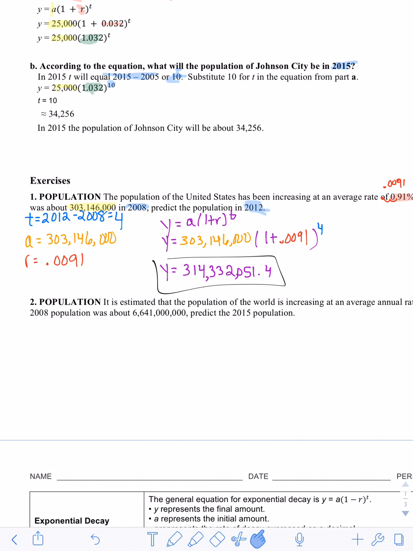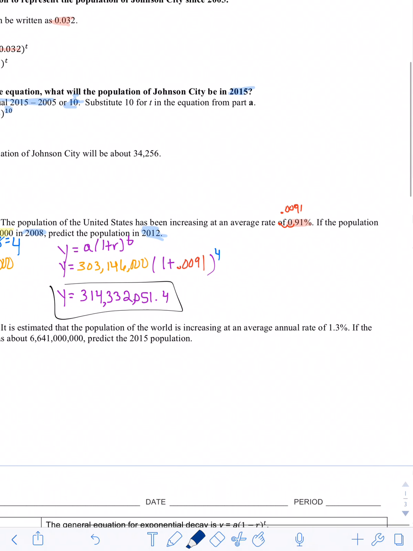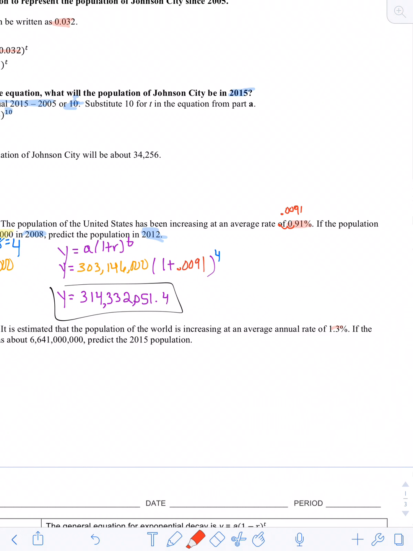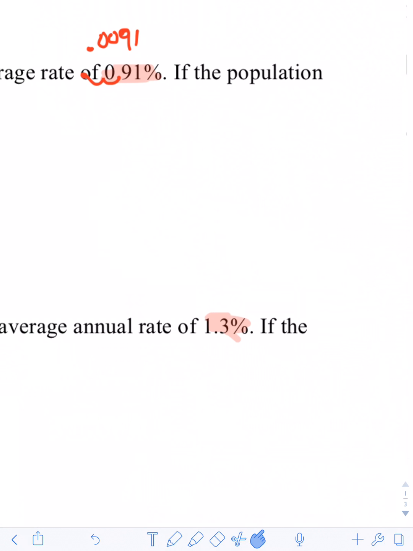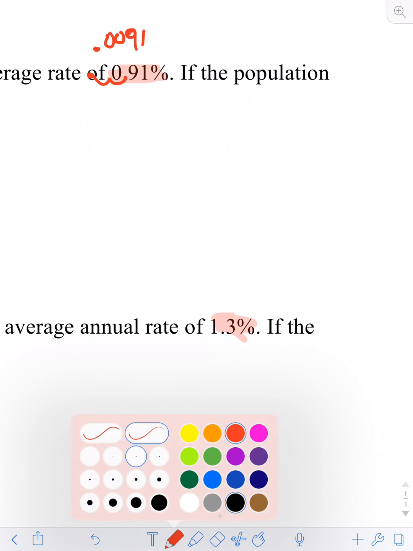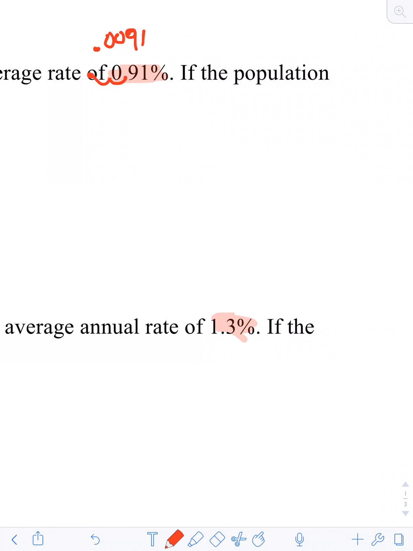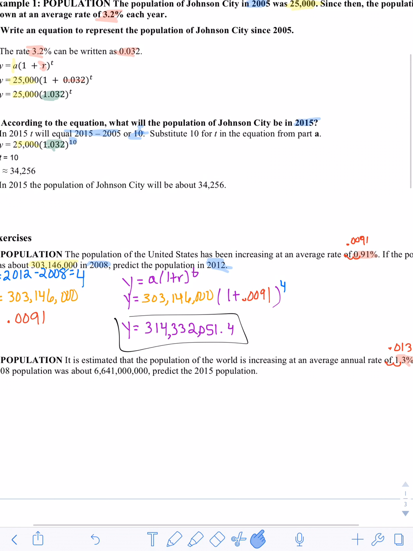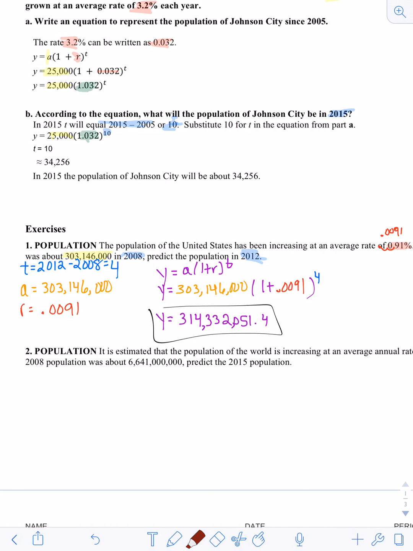It says population. It is estimated that the population of the world is increasing at an average rate of 1.3%. So I'm going to highlight that, and I'm going to write that as a decimal. So let me zoom in. Remember, you've got to move this over twice. So it's going to be 0.013. So there's my decimal.